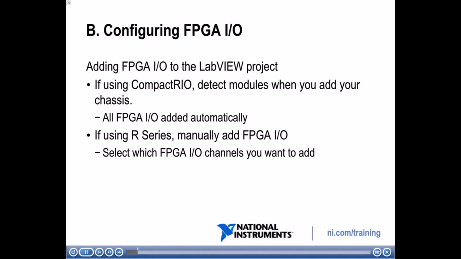Okay, so let's talk about configuring FPGA IO. The way that you would add FPGA IO to your LabVIEW project could differ depending on what kind of target you're using. If you're using CompactRIO, you can detect the modules when you add your chassis, and this is an easy method because all the FPGA IO will be added automatically. If you're using R-Series, you can manually add FPGA IO. When you're using R-Series, there's going to be a lot of lines typically. So by manually adding the FPGA IO, you can select which exact FPGA IO channels you're going to be using in your project.